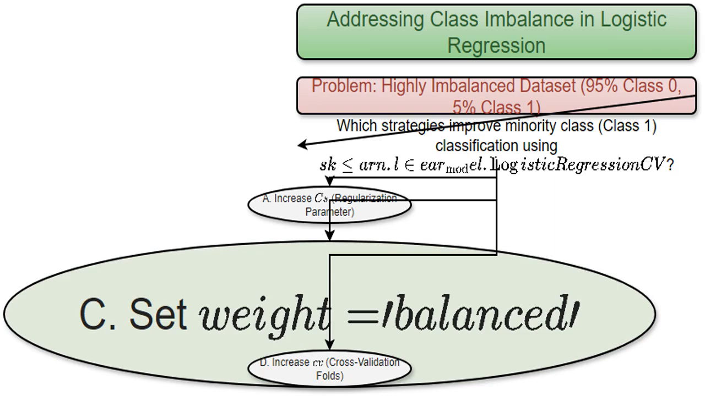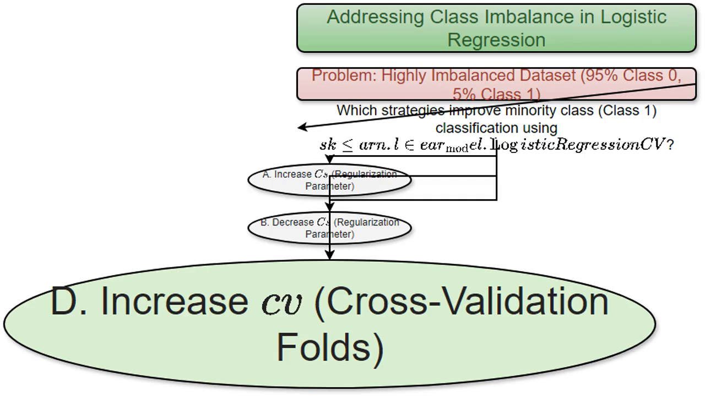Setting class_weight equals balanced automatically adjusts the class weights. It gives the minority class more weight during training, helping the model pay attention to it. This directly tackles the class imbalance issue. Increasing CV, the number of cross-validation folds, improves the reliability of hyperparameter tuning. It doesn't directly address the class imbalance, but better tuning can lead to overall better performance. This will give a more robust model. CV refers to the number of folds used in k-fold cross-validation.